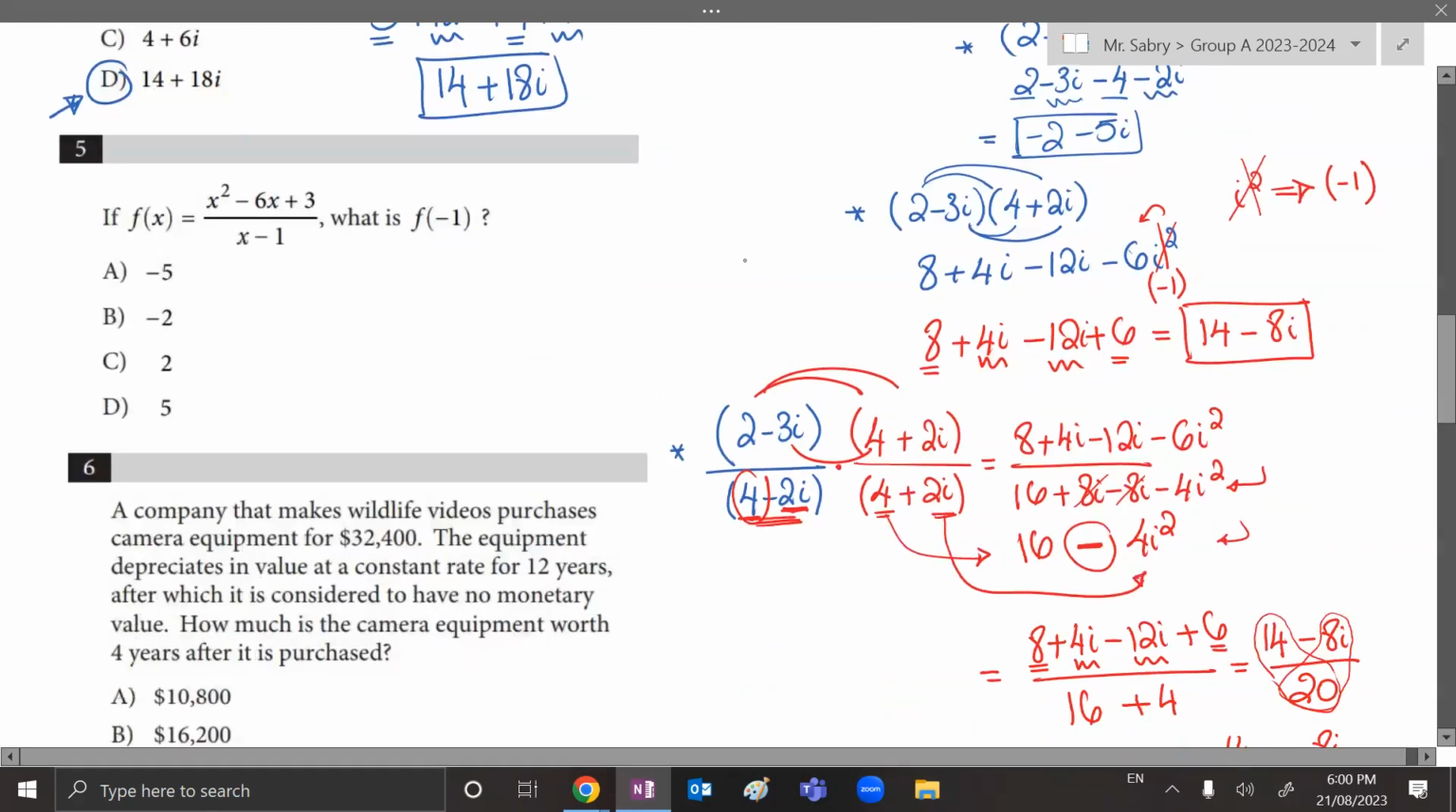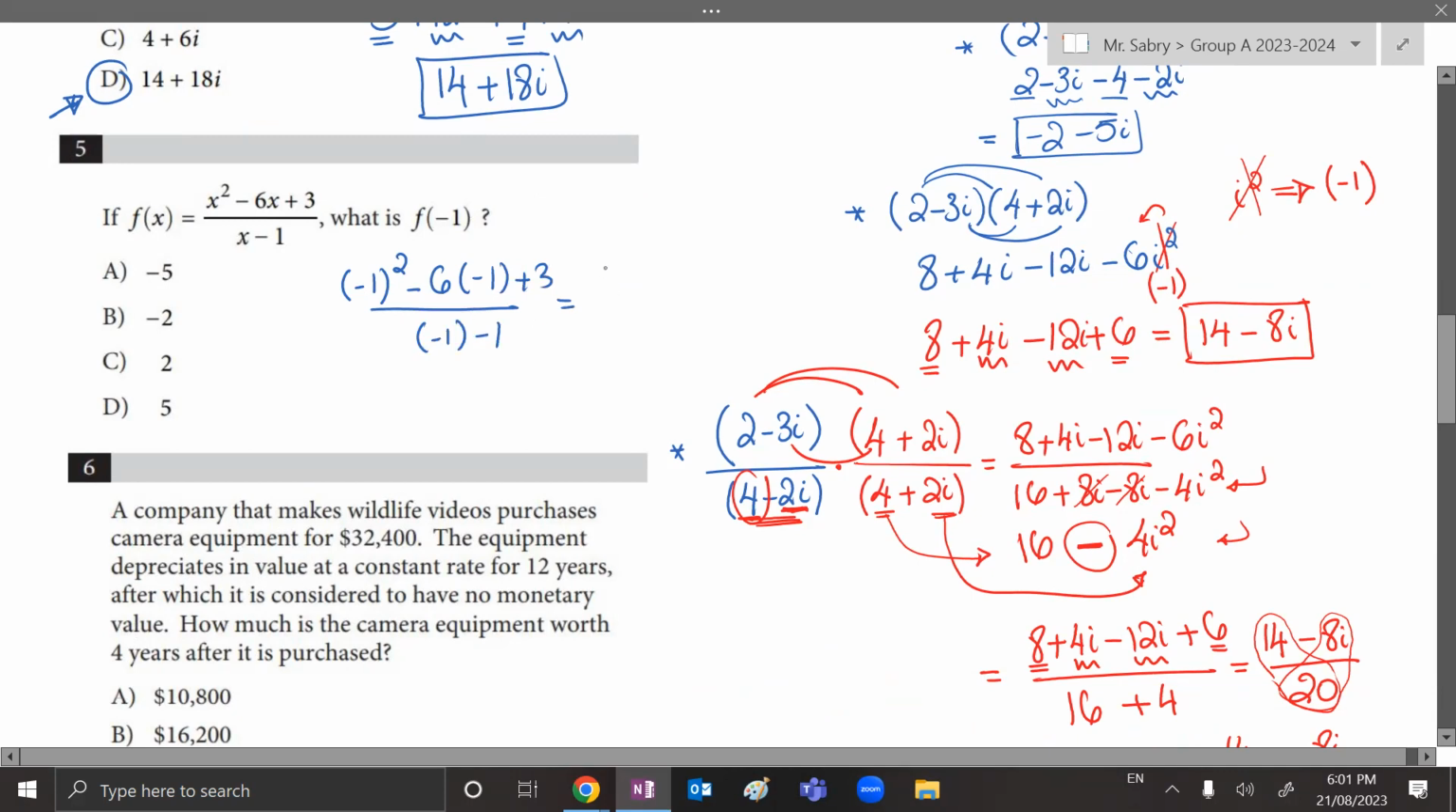Moving on to number 5. f of بطيخ بنشيل الاكس ونحط بطيخ. So when we say f of negative 1 المفروض اروح للفانكشن اللي اسمها f اشيل الاكس بتاعتها واحط مكانها negative 1. So negative 1 to the power of 2 minus 6 times negative 1 plus 3 and all of this is then over negative 1 minus 1.